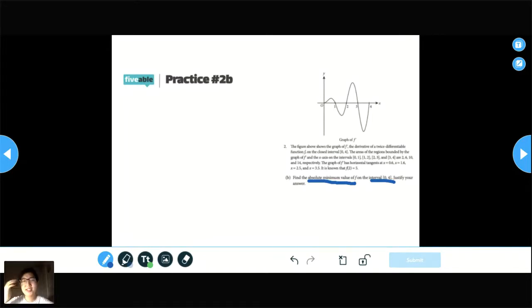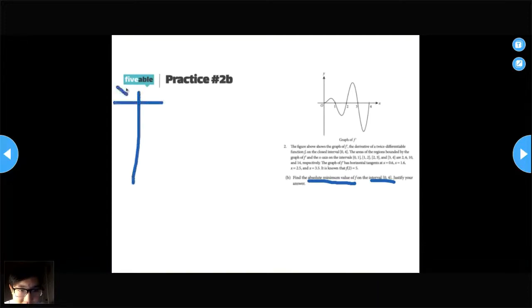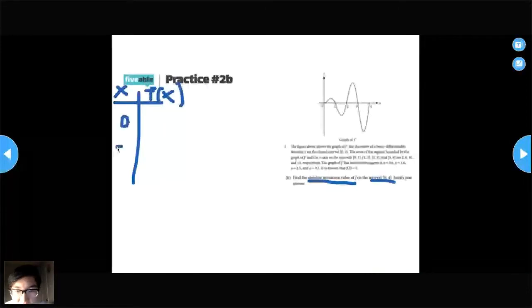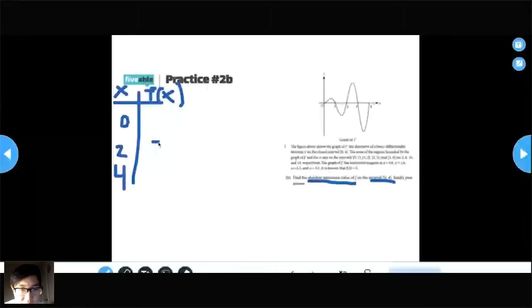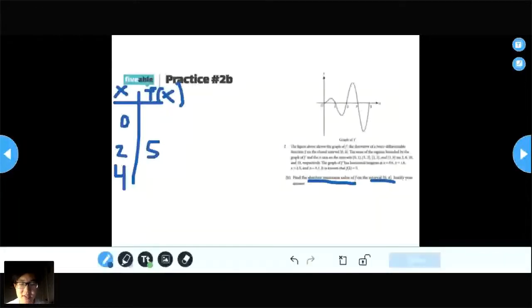And actually, in this instance, maybe I wouldn't do a chart, though I could. It'd be useful to plug in information for. So I'm just going to write x and f of x. I'm using my cursor now, so this should be fun. So we have 0, 2, and 4. They do give us that f of 2 is equal to 5, but they don't give us f of 0 or f of 4. So what would we have to use in order to find f of 0 and f of 4?